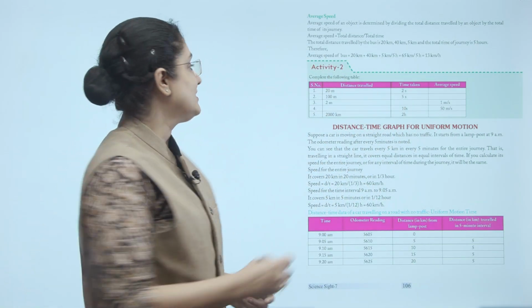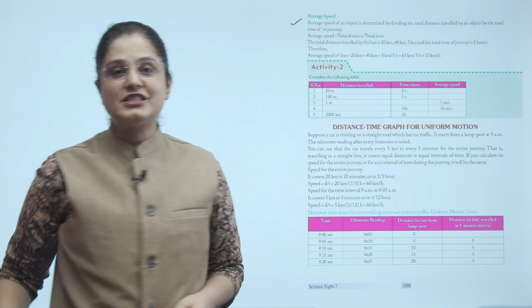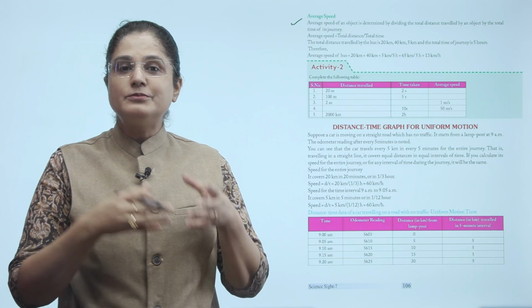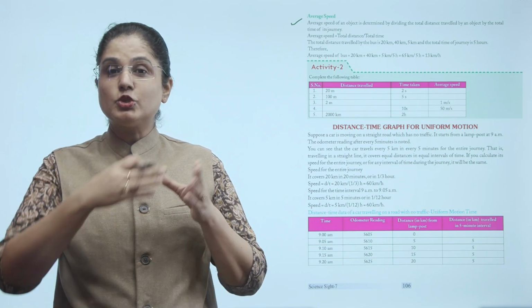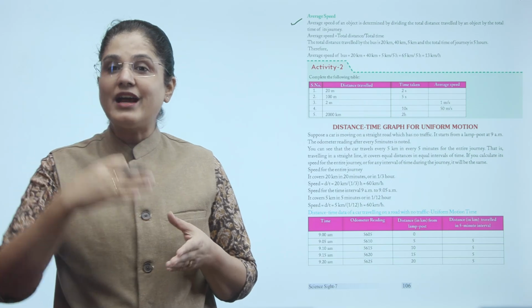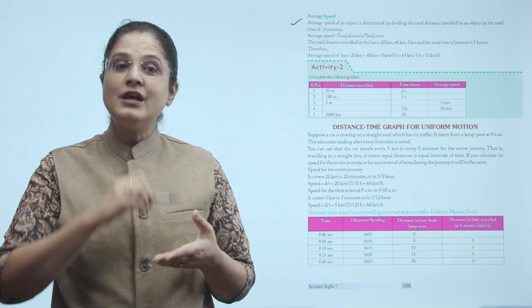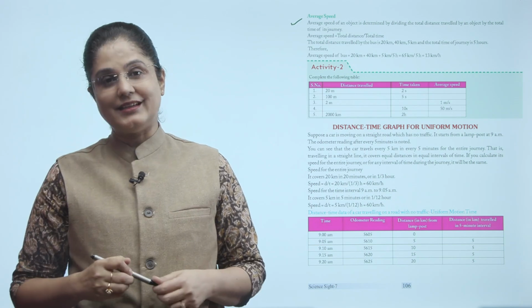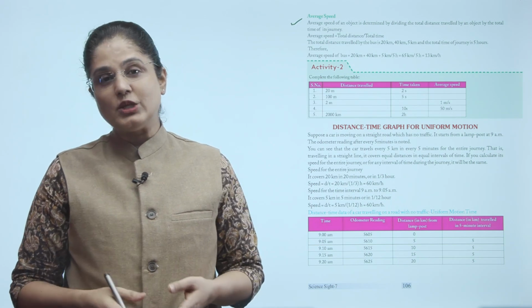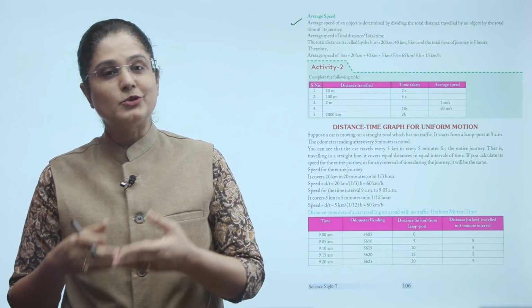Now let us look at average speed. किसी भी ऑब्जेक्ट की एवरेज स्पीड को डिटरमिन करने के लिए जो टोटल डिस्टेंस उस ऑब्जेक्ट ने ट्रैवल करा है उसको हम उस डिस्टेंस के लिए जितना टाइम लगा है उससे डिवाइड करते हैं. So the average speed is equal to total distance divided by total time.